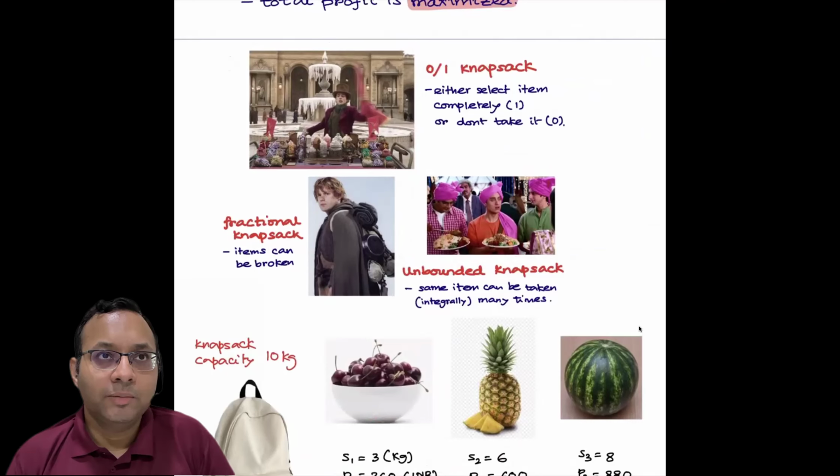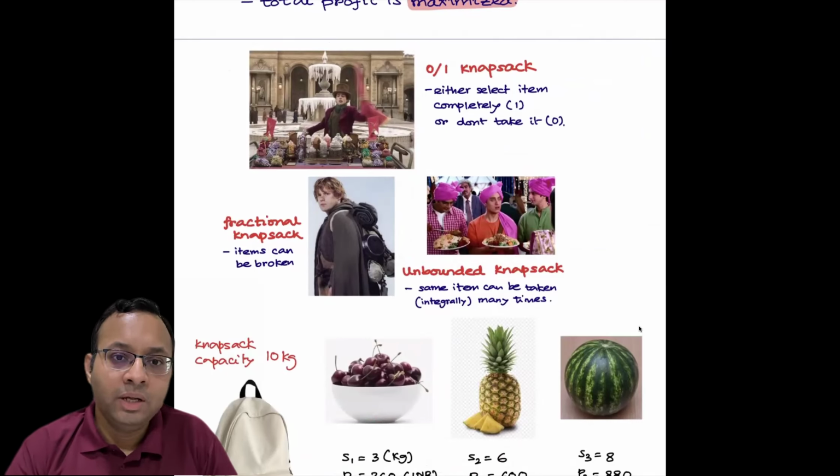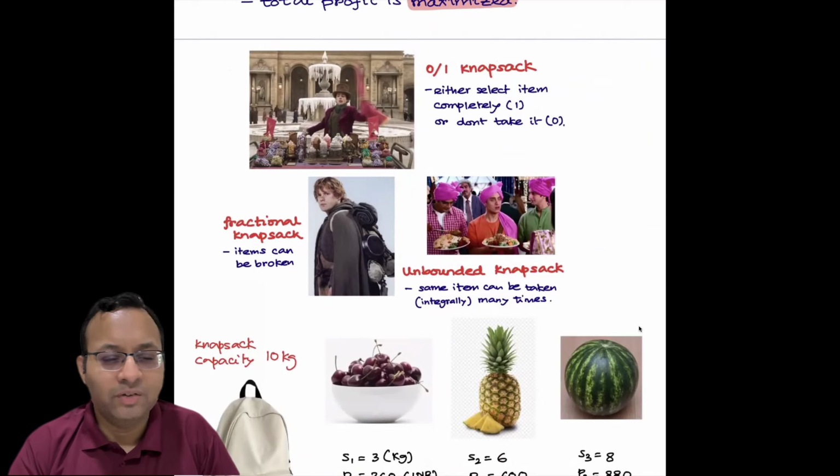Think of the Charlie and the Chocolate Factory Willy Wonka movie. There, Willy has a set of chocolates. You either select the chocolate or you don't take it. You cannot take it fractionally, and each chocolate is unique. You cannot take multiple copies of the same chocolate. You can only take one of them. In that case, it's 0-1 knapsack, where you have items, but each item can be taken either completely as 1 or not, which is 0.